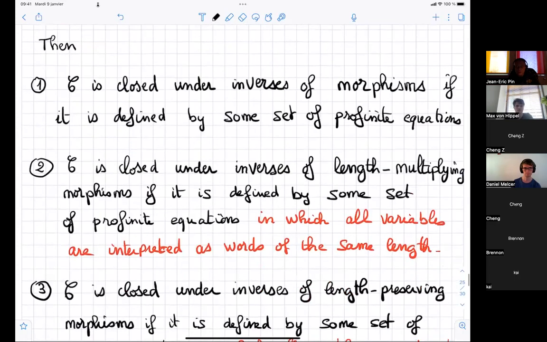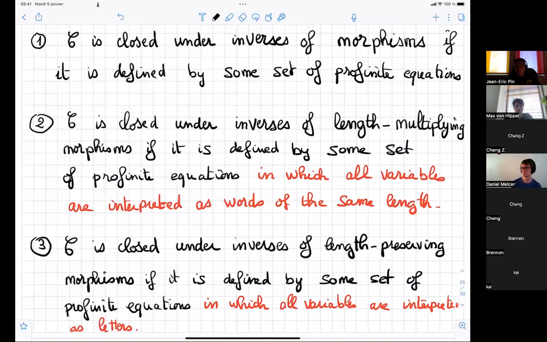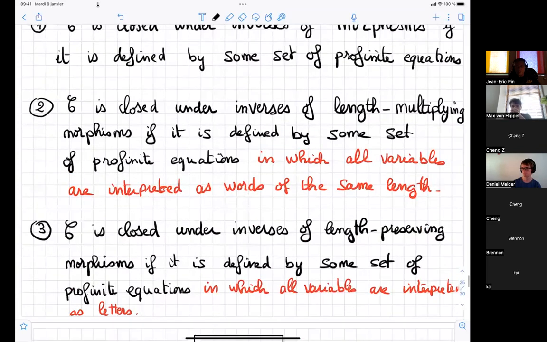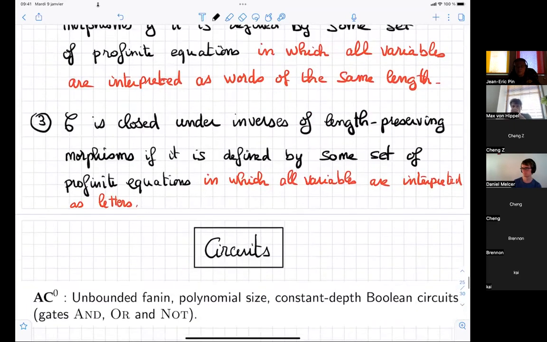If you are closed under inverses of length-multiplying morphism, a slight variation, they are also defined by some set of profinite equations, but here you require that all the variables have to be interpreted as words of the same length. I will give you an example to explain what it means. And the last case of interest for us, which is exactly the case where the class is closed under length-preserving morphism, then it can be defined by some set of profinite equations in which all variables are interpreted as letters.